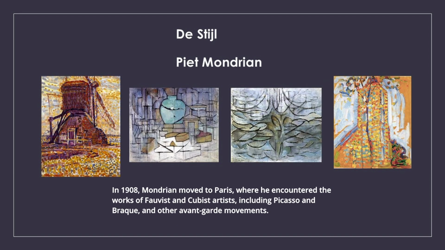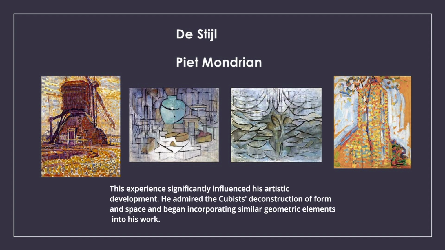In 1908, Mondrian moved to Paris, where he encountered the works of Fauvist and Cubist artists, including Picasso and Braque, and other avant-garde movements. This experience significantly influenced his artistic development. He admired the Cubists' deconstruction of form and space and began incorporating similar geometric elements into his work.